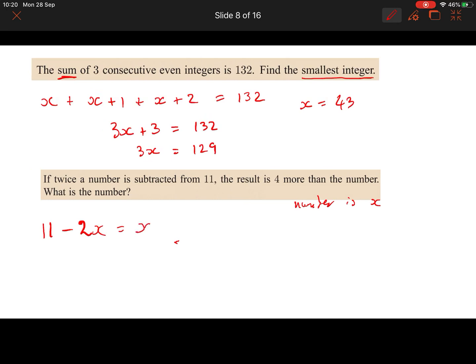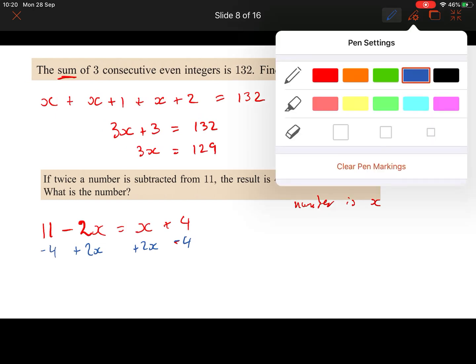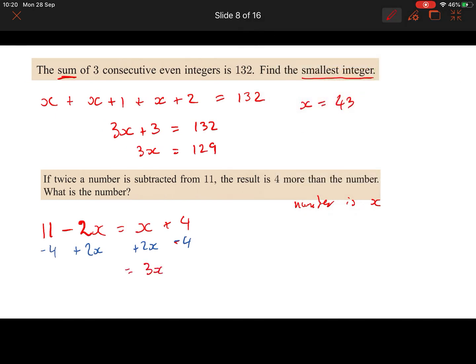okay? And the result of that is 4 more than the number, or 4 more than the number is x plus 4. Okay, so now I've got my equation, it's easy to solve. Add 2x to both sides, and at the same time take away 4 from both sides, so I'm going to get 3x is equal to 7. So x is equal to 7 over 3, or we can write that as 2 1/3 if we want to, which is fine. I never said the number was an integer. Okay, so that is the right answer.